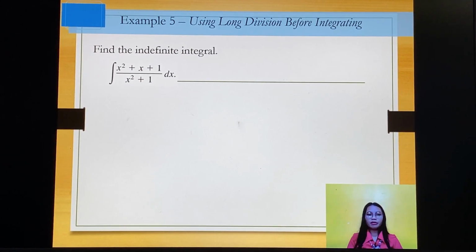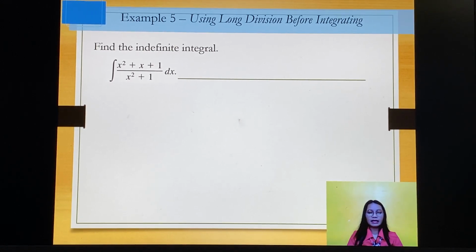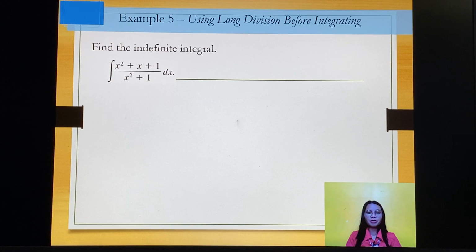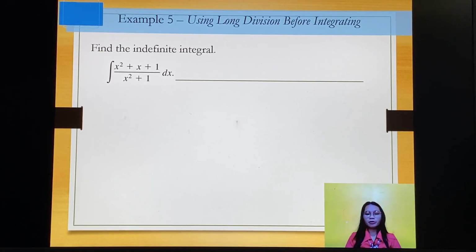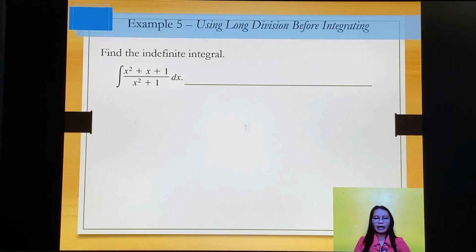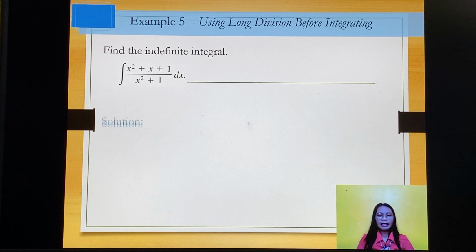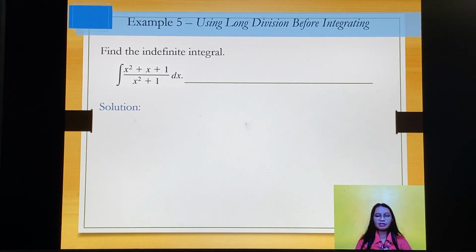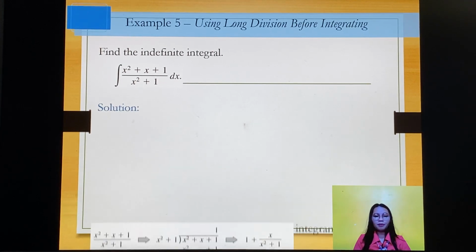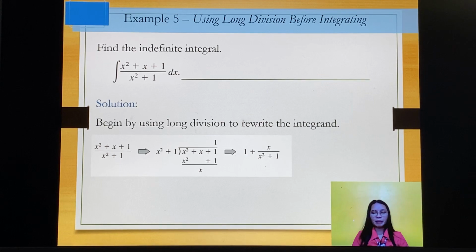Here we need to find the indefinite integral of the fraction with numerator x squared plus x plus 1 and denominator x squared plus 1 with respect to x. Next, when we simplify and separate the integral, it is split into two parts. The first part is the integral of 1 with respect to x. The second part is the integral of x over x squared plus 1 with respect to x.